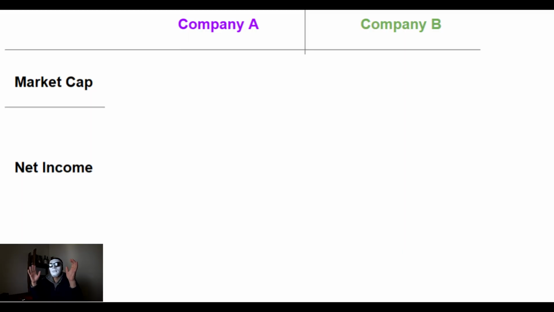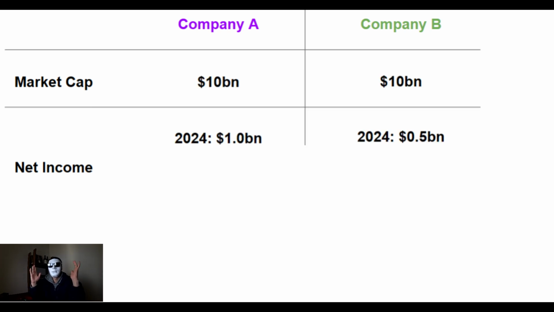Let's say that you have company A and company B. Company A and company B both currently have a market cap of 10 billion, while company A has net income of 1 billion, while company B has net income of 500 million. This means that company A is trading at 10 times price to earnings ratio, while company B is trading at 20 times price to earnings ratio. Does company A look better to invest in? Well, let's think about that.